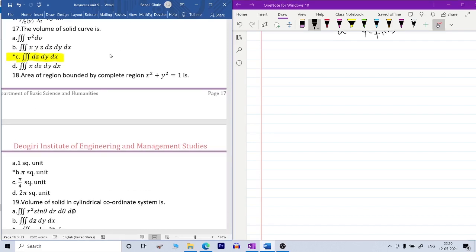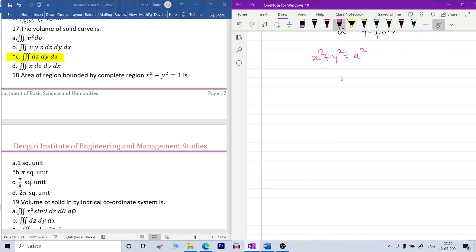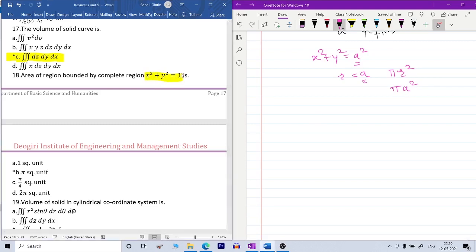Next question is the area of the region bounded by the complete region x square plus y square equals to 1. Now see, in the last few examples I told you, we compare with the standard curve where radius is a, and using the formula pi r square, we get pi a square, right? But here, if we compare with this circle, your a is 1. So if I replace a by 1, we simply get the answer pi. So here you can see your option is pi square unit.